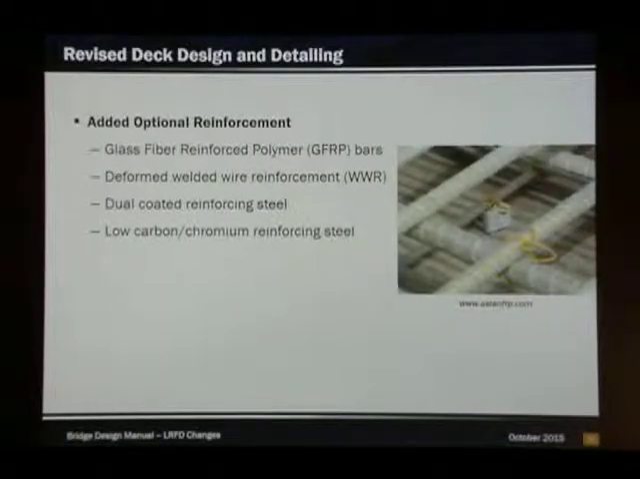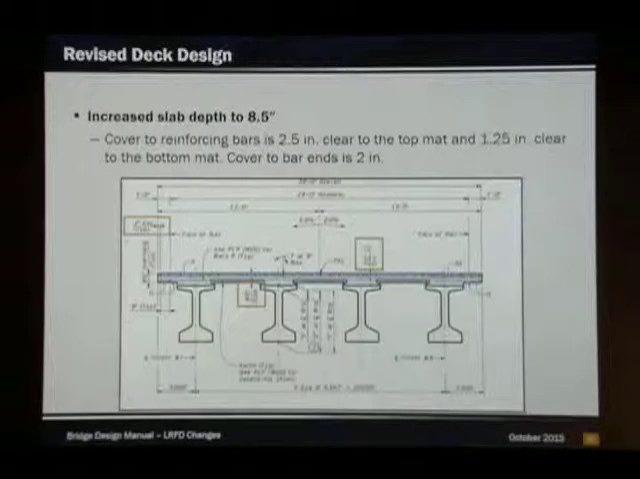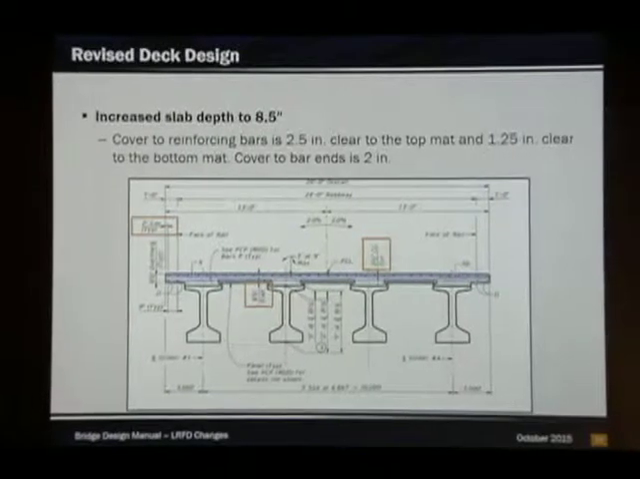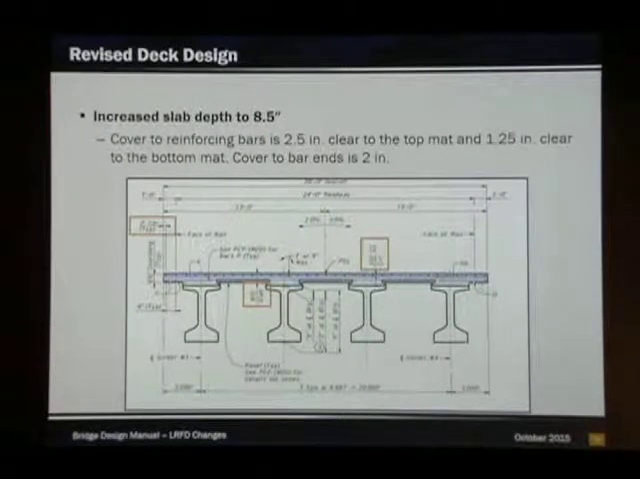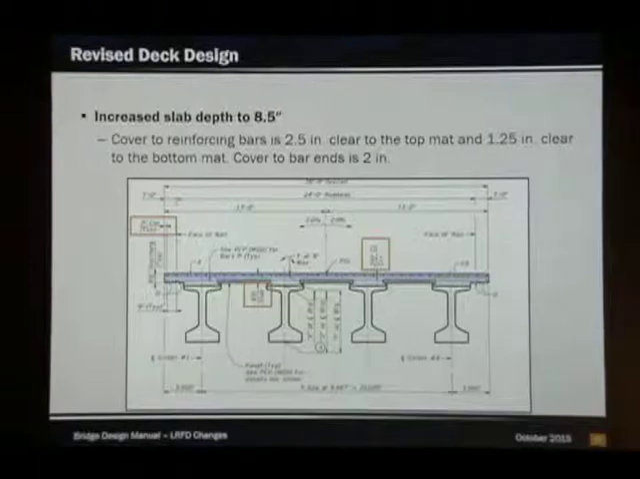Moving on, we added additional reinforcement options, such as GFRP bars and deformed welded wire reinforcement, dual-coated reinforcing steel, and then also low-carbon chromium reinforcing steel. We revised the deck design. We increased the deck to 8.5 inches statewide. So this means that the cover for the reinforcing is now 2.5 inches clear to the top mat and 1.25 inch clear to the bottom mat. Cover on the ends has been revised to 2 inches.